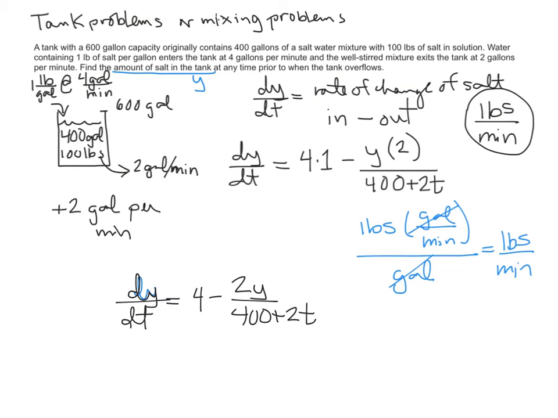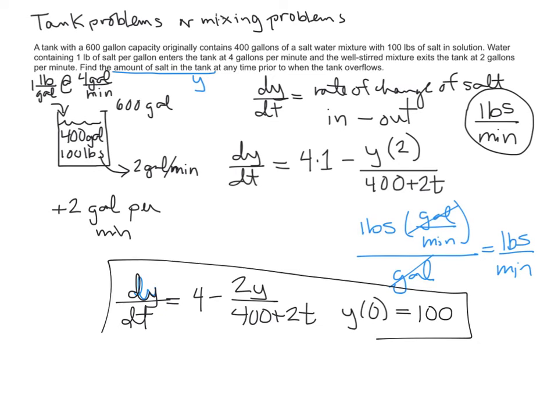Oh, and we also have an initial condition. We have an amount of salt in the tank at time 0. So notice if you go back up here, we have this 100 pounds. That would be the amount of salt in the tank at time 0. Okay, so there's our model.